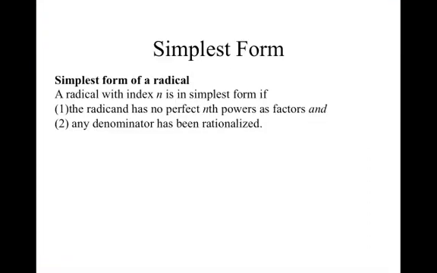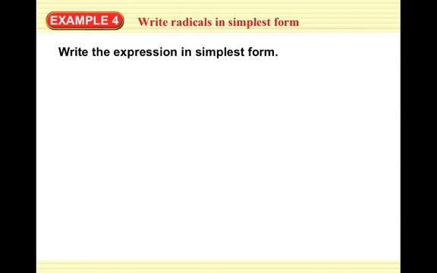Okay, simplest form of a radical. A radical with index n is in simplest form if the radicand has no perfect nth powers as factors and any denominator has been rationalized. So we're going to write the expression in simplest form. And then after we finish this example, we're going to end video 1, and then we'll come back for video 2. All right, we've got the cube root of 135.